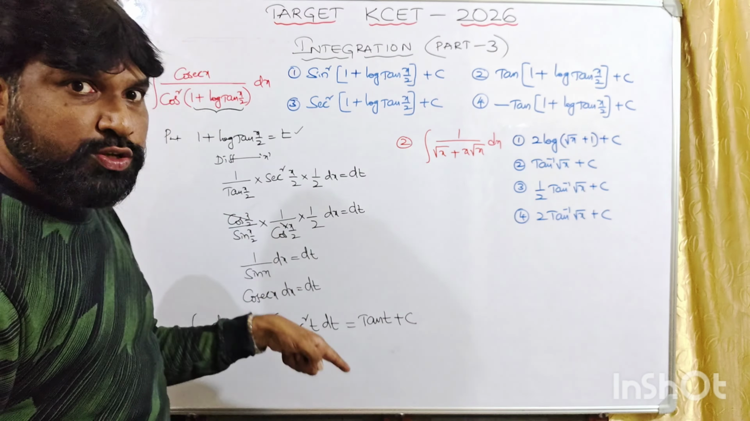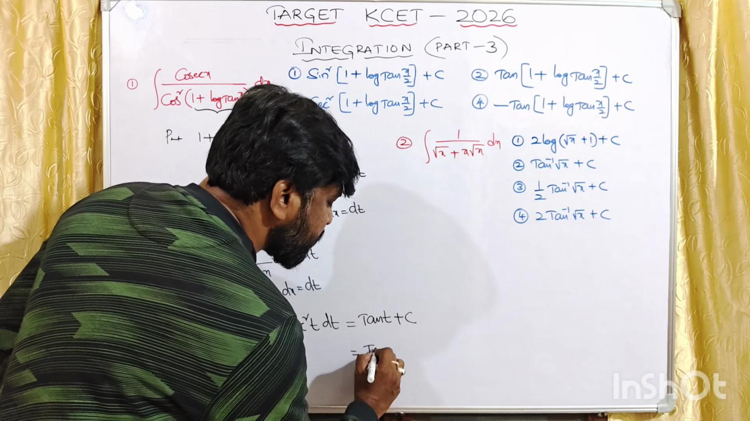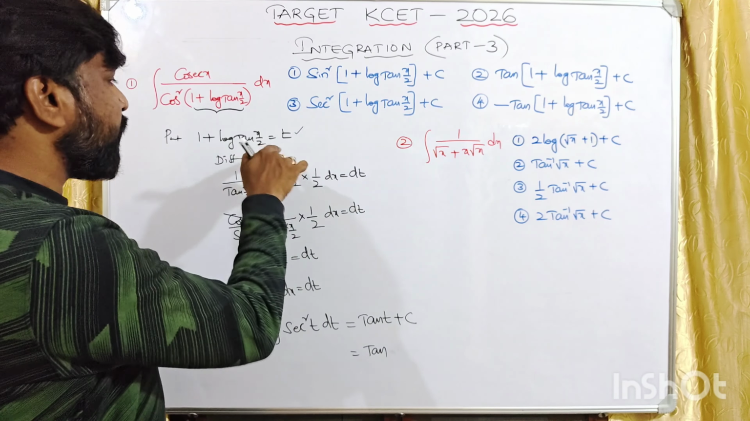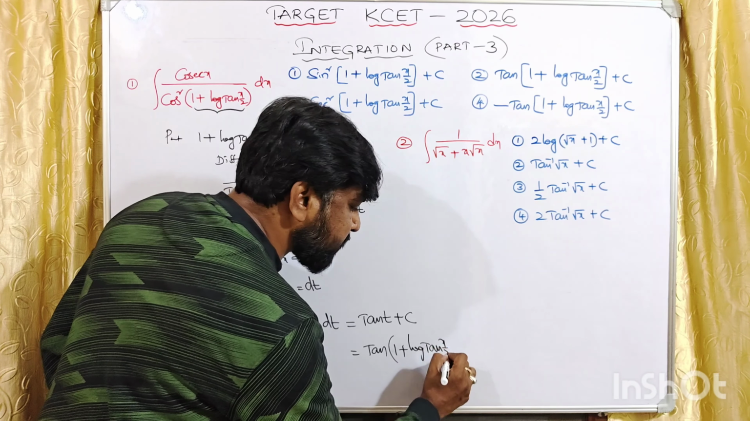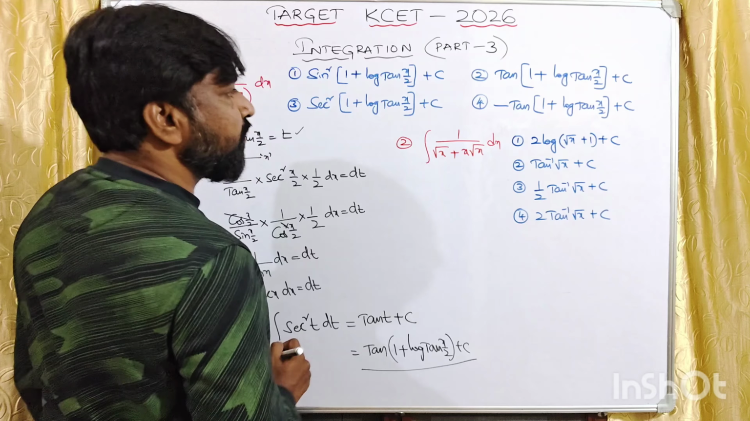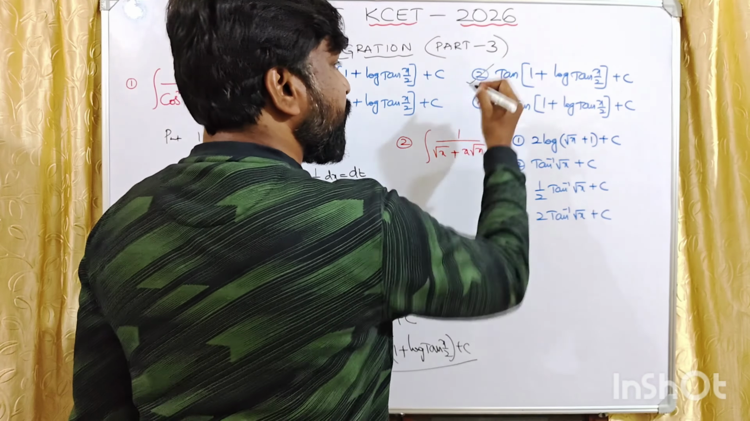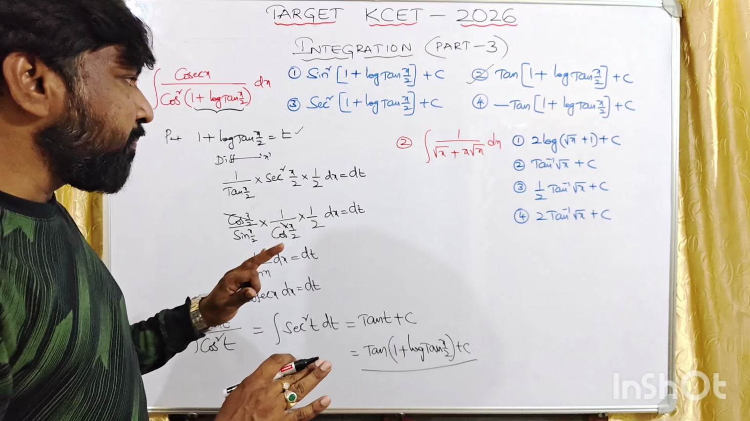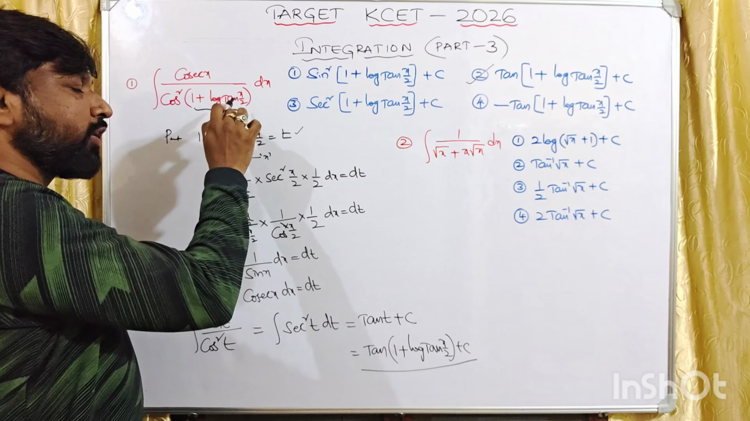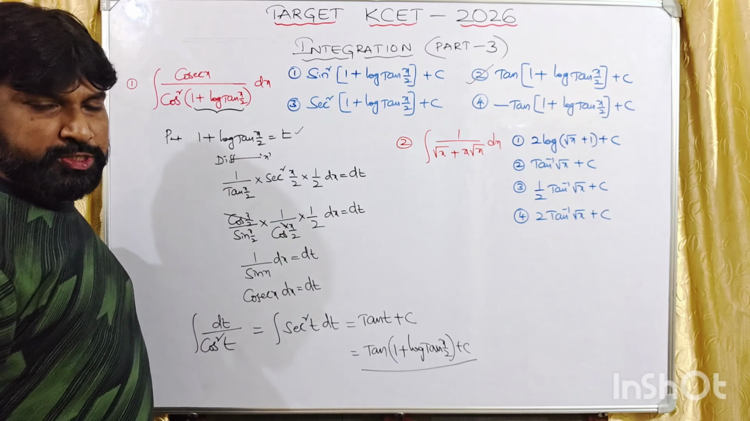The question is in terms of x, so the answer should also be in terms of x. So you just need to replace the t value. What is the value of t? 1 plus log tan x by 2, plus c. So which option is correct among all? Tan of (1 plus log tan x by 2) plus c. Option 2 is the correct answer, friends. So very simple. You just need to get the thought of 1 plus log tan x by 2 equal to t. If you don't know, look at the options.